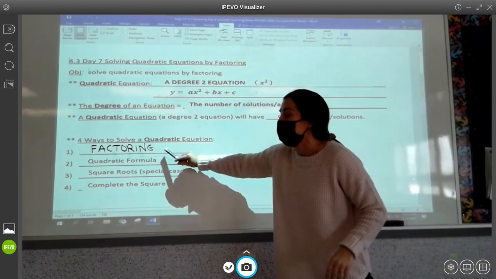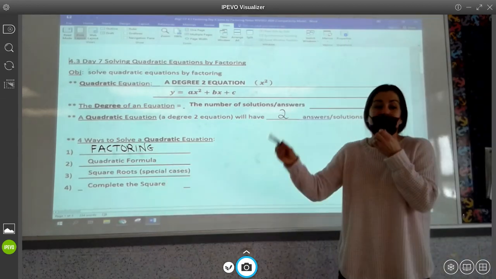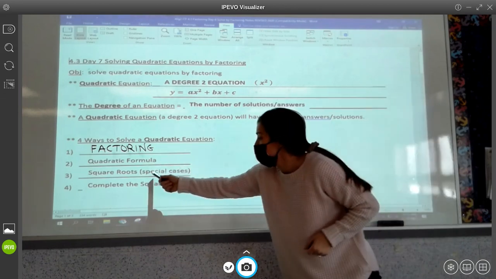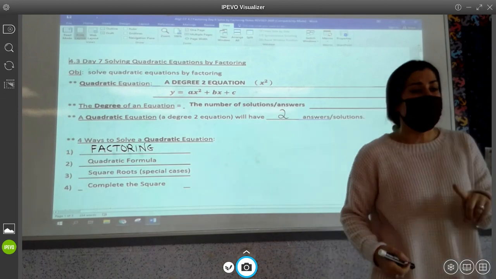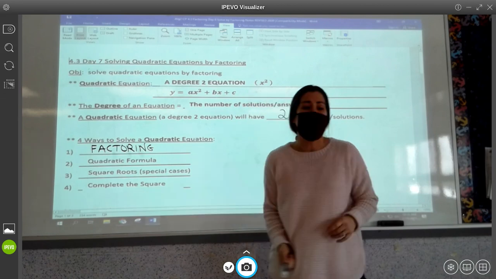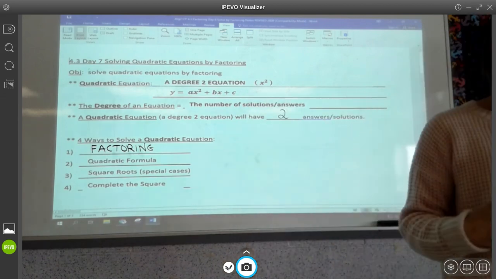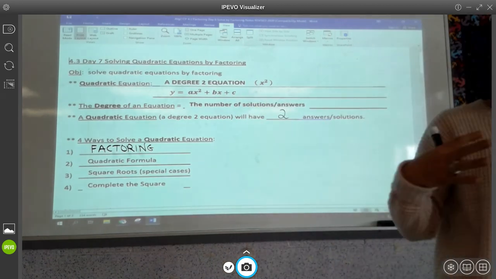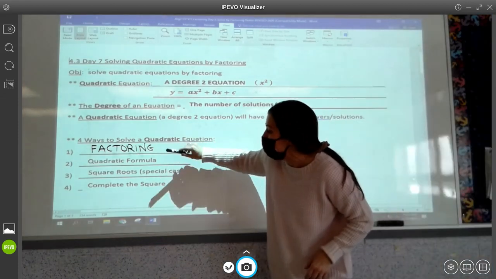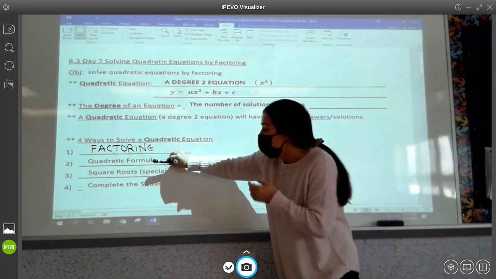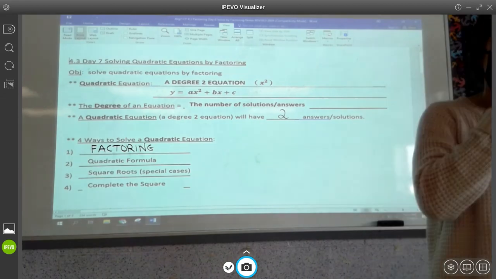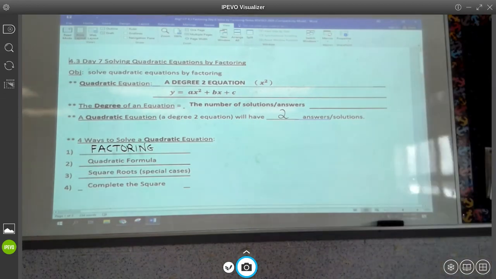So if we can't solve the quadratic equation by factoring, in the future, I'm going to teach you to use the quadratic formula, or I'm going to teach you to use square roots. But square roots only work on special cases. And then there's a 4th way to solve a quadratic equation. It's called completing the square. But guys, I don't teach you that. You don't learn that until pre-calc, all right? So you're going to learn how to solve a quadratic by factoring today. Then we're going to use the quadratic formula and square roots as other ways to solve quadratics, all right?